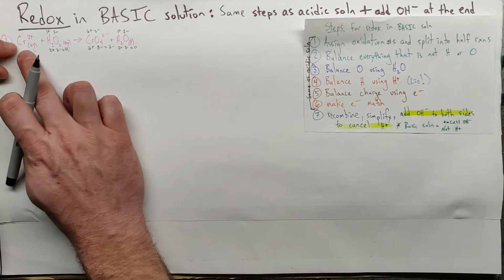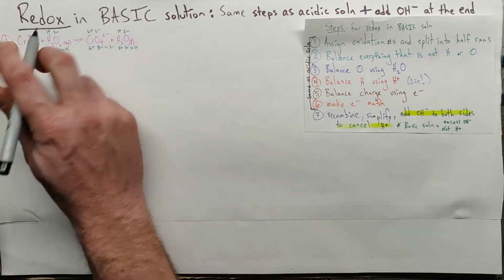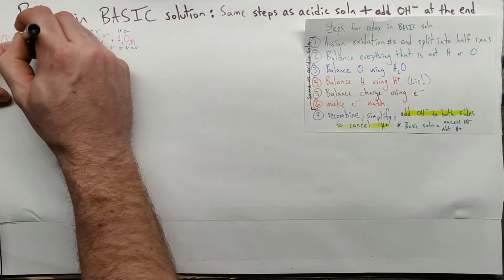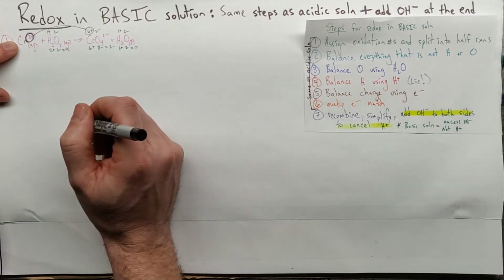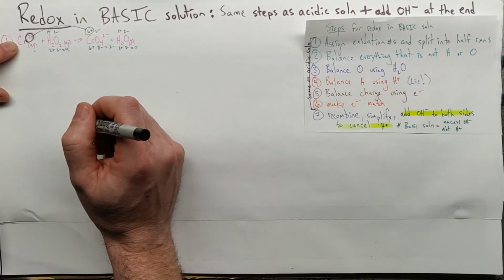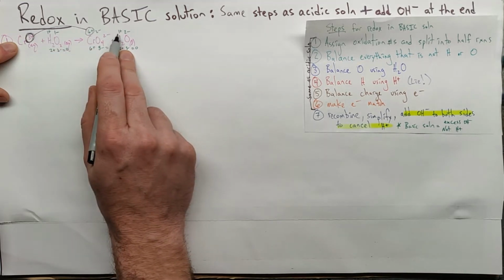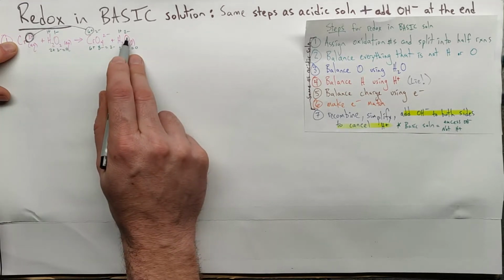We'll take a look here at what's changing. Again, my strategy is to just look at something, see where it is on the other side, and see if it's changed. So chromium is a 3+, and on this side it's a 6+. There's an oxidation going on. The oxidation state's increasing. On this side, hydrogen's a 1. Hydrogen's a 1. Nothing changed there. On this side, oxygen's a 1-, and on this side, oxygen's a 2-.